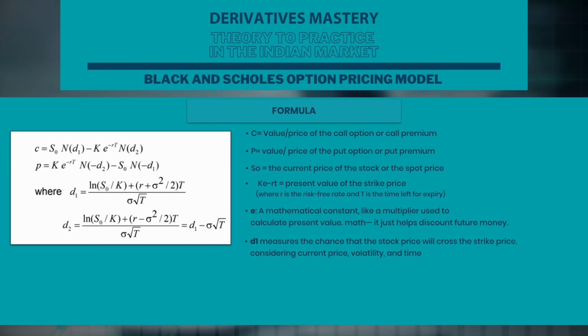D1 measures the chance that the stock price will cross a strike price, considering the current price, volatility and the time. D2 adjusts this by removing the effect of volatility over time. ND1 is the probability that the stock price will move in favor of the option buyer.